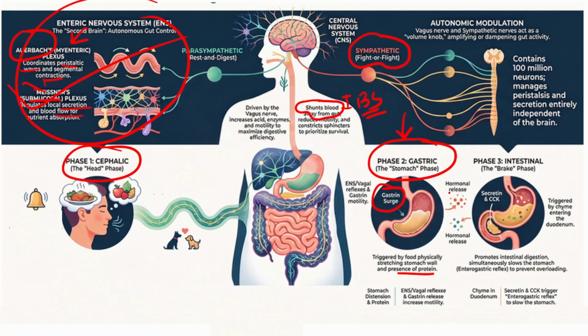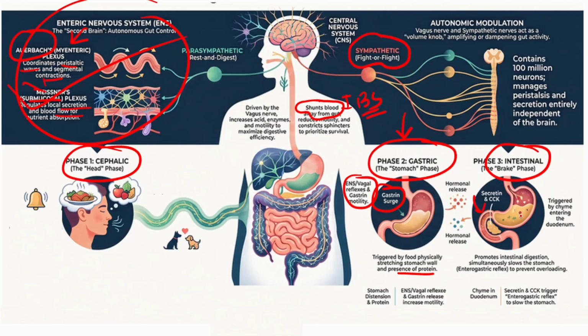The gastric phase produces the largest volume of gastric secretion and the greatest increase in gastric motility of the 3 phases. The intestinal phase begins when chyme enters the duodenum. This phase has both stimulatory and inhibitory components.